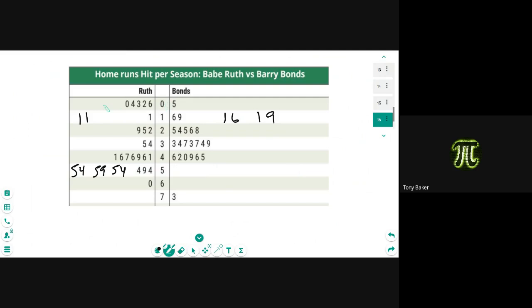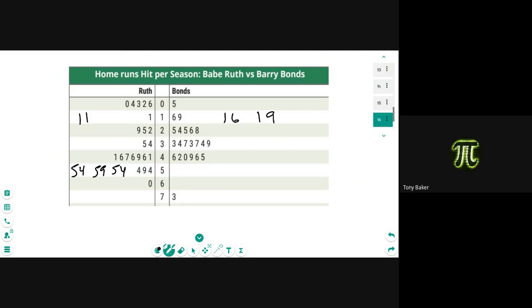The 0 one is no different. The nice thing is you can basically just ignore the 0. Bonds had 5. However, notice how there's a 0 here. Ruth had a season that he had no home runs. And since this is showing all their seasons, they had to put that information in there. But you can see these two over here, there's nothing here. Means Bonds never had a season with 50 home runs. He never had a season with 60 home runs. He had one with 70 home runs.